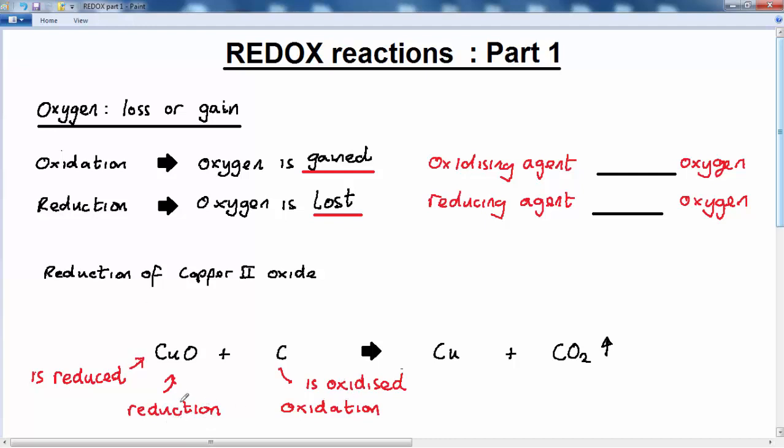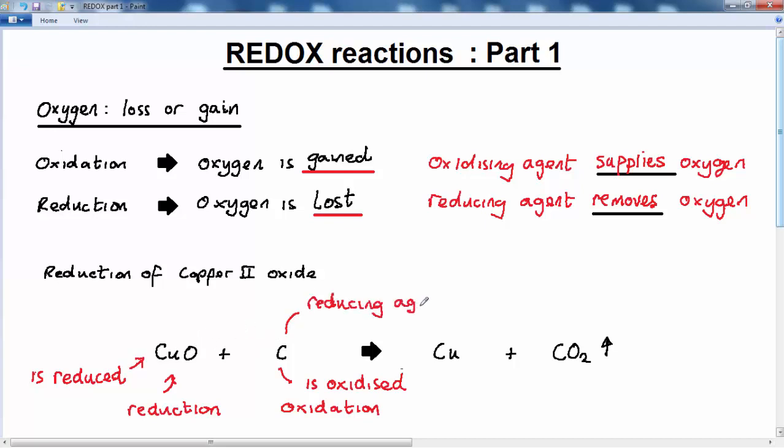Now, whenever reduction and oxidation are taking place in a reaction, there is always an oxidizing agent and a reducing agent. The oxidizing agent is the substance which supplies oxygen in this conventional definition, while the reducing agent is the substance which removes the oxygen. So in our simple equation here, which is the reduction of copper oxide, carbon is the reducing agent, because carbon is removing oxygen from the copper oxide.